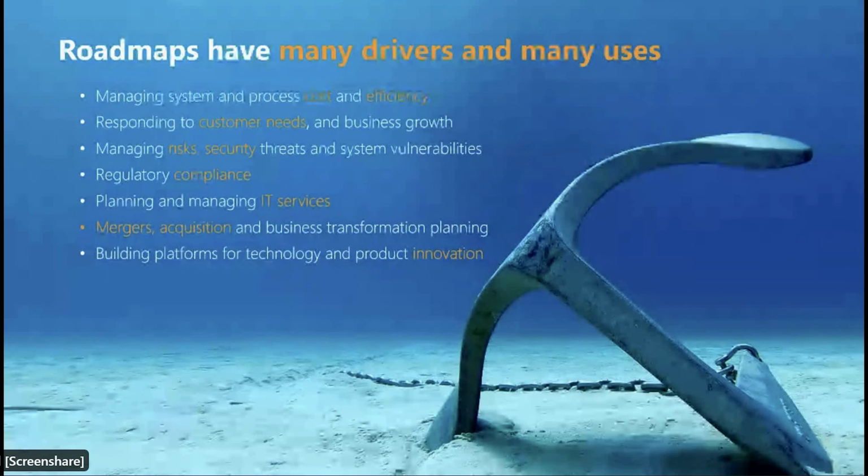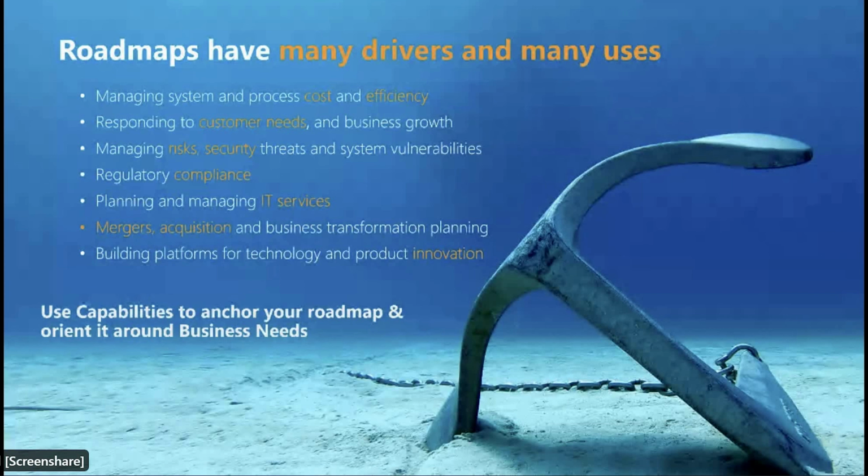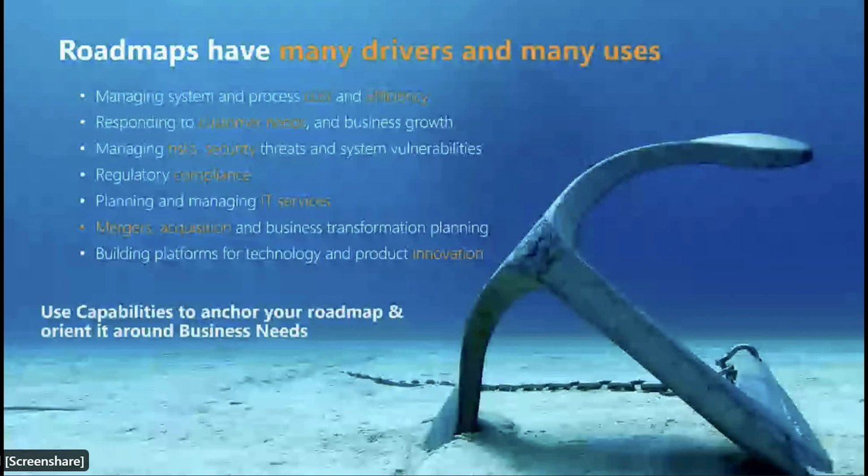However, it can be chaotic to plan a target state without a clear goal in mind. Furthermore, it is difficult to compare architectural states without a clear focal point. Capability maturity can be used to anchor the roadmap and orient it around business needs.